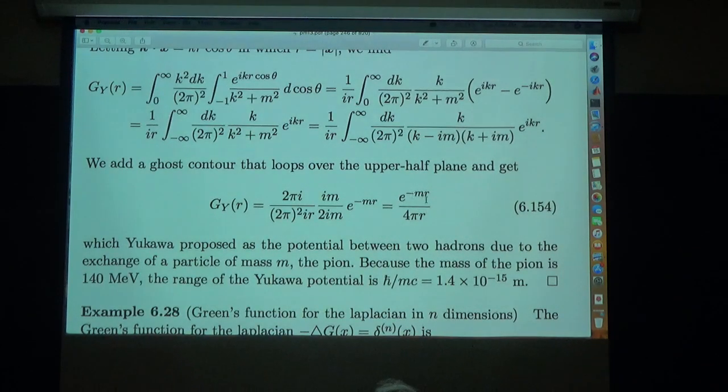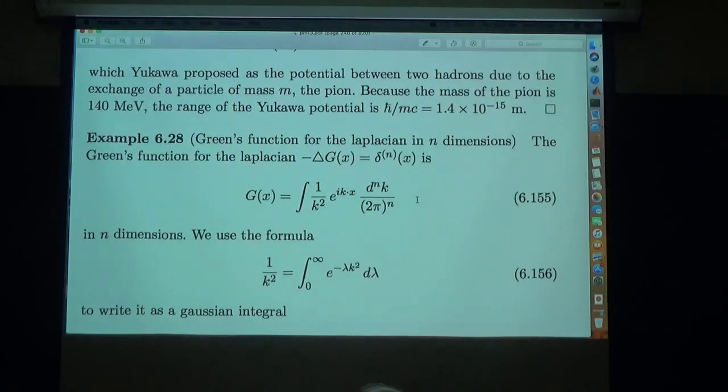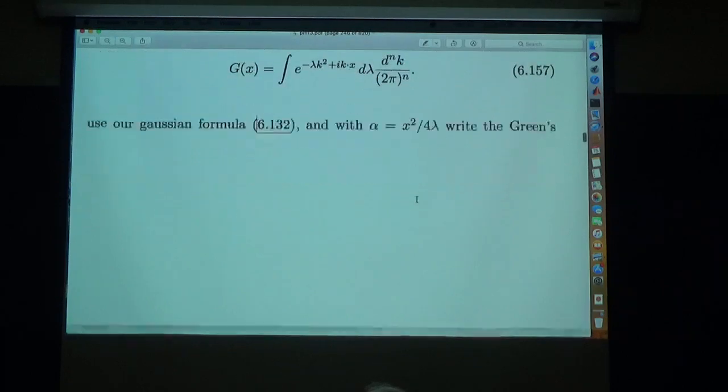And this is the formula that Yukawa proposed back in 1930 or so for the potential between two hadrons. What had happened was the muon was discovered at that time, and he thought that the muon was the particle mediating the force between two hadrons, but in fact it was the pion. His formula was right; it's just that the particle identified wasn't the right one, the one that had just been discovered.